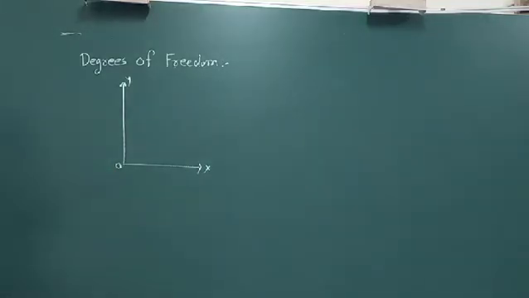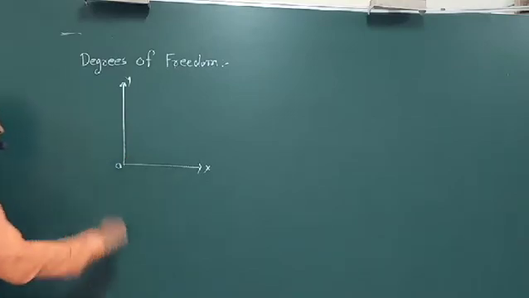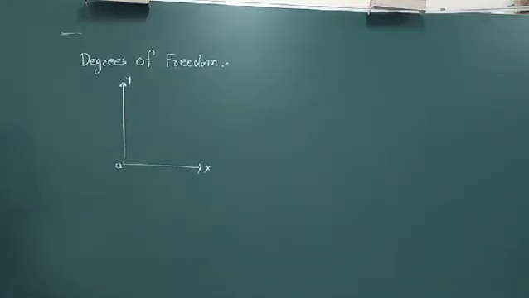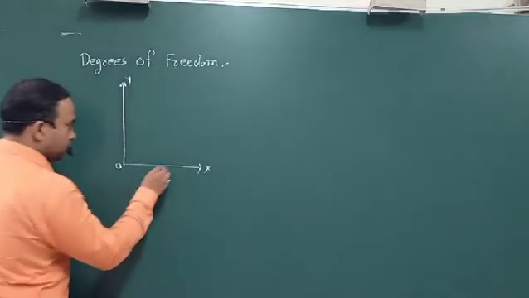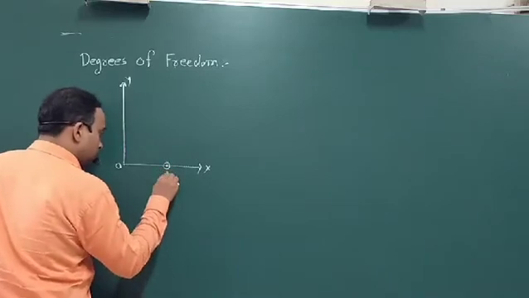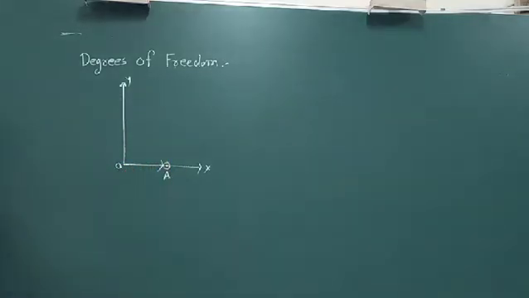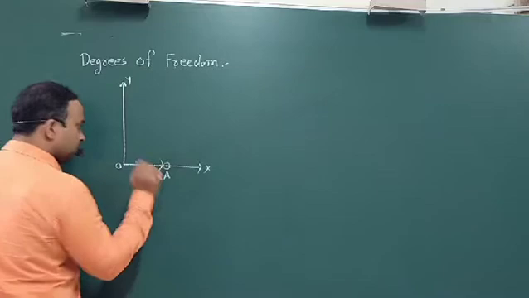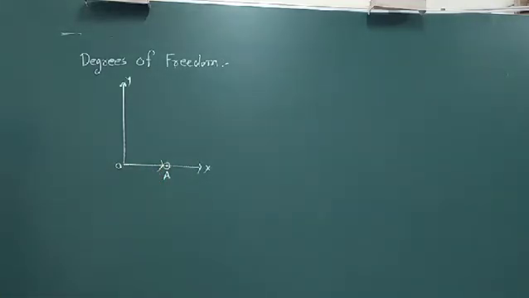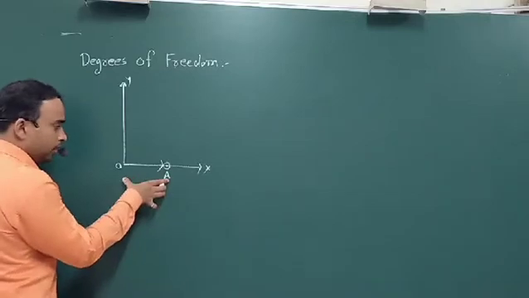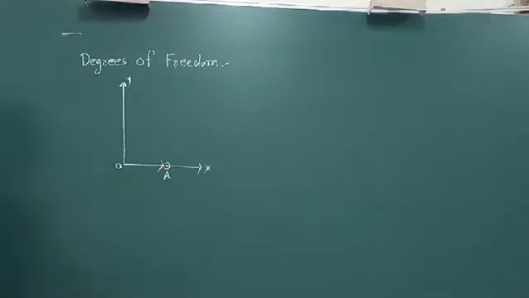Now if the molecule is constrained to move along a line, suppose here A is the molecule which is moving along a straight line, then this molecule needs only one coordinate to specify its location.